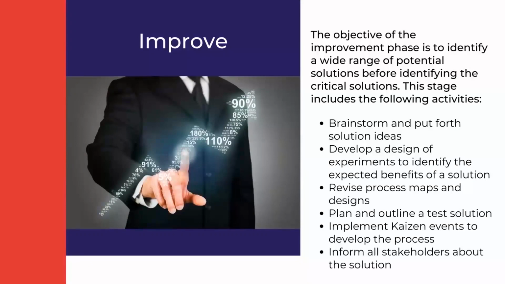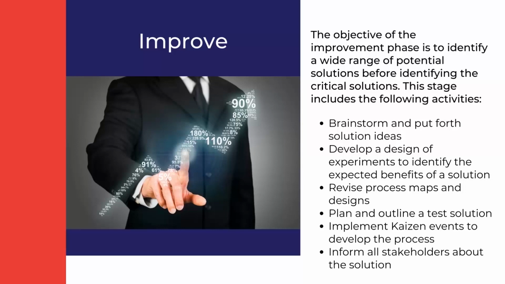Fourth is improve. The objective of the improvement phase is to identify a wide range of potential solutions before identifying the critical solutions which will give us the maximum return for our investment and directly fix the root cause we identified. This stage includes the following activities: brainstorm and put forth solution ideas. Develop a design of experiments to identify the expected benefits of a solution. Revise process maps and designs according to the data collected in the previous stage. Plan and outline a test solution.